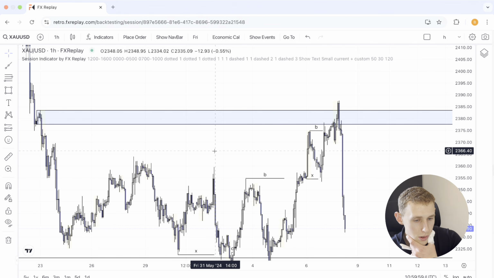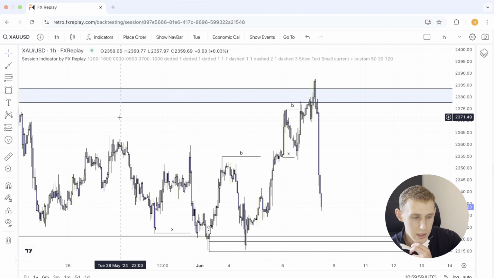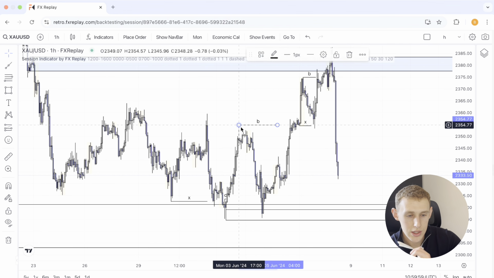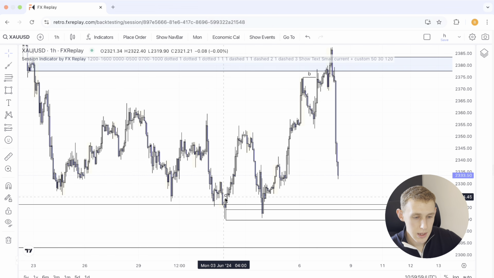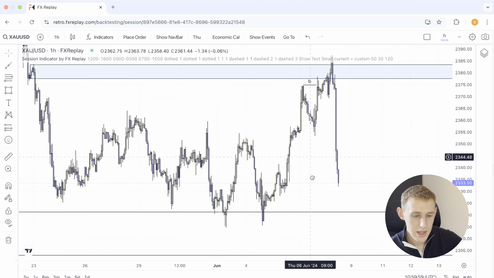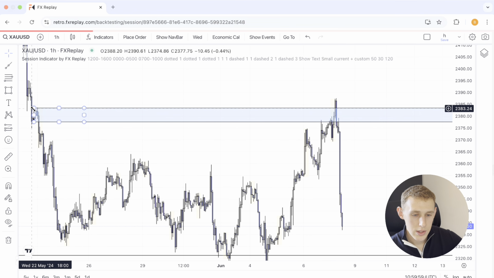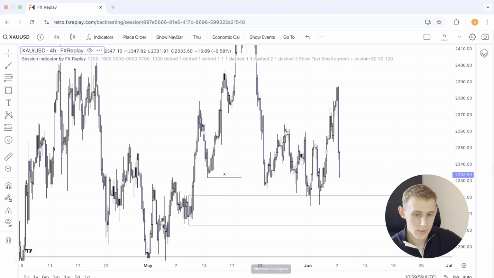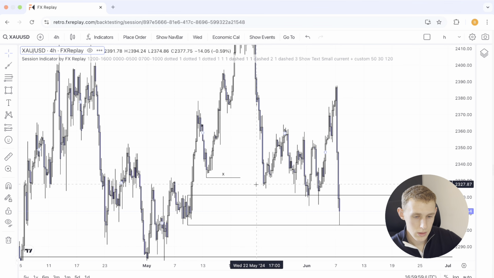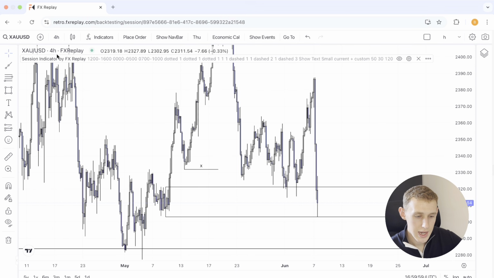Oh, okay, so quite an impulsive reaction from that supply. Yeah, so what I'm actually seeing now, I think we're likely to see price come back down and at least take these two equal lows down here. So until that happens, I'm not interested in buying again. And yeah, there you go. So those two lows were taken out.